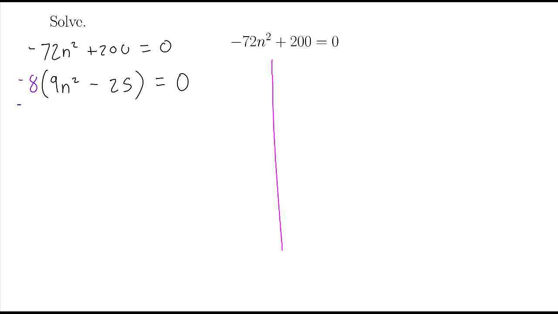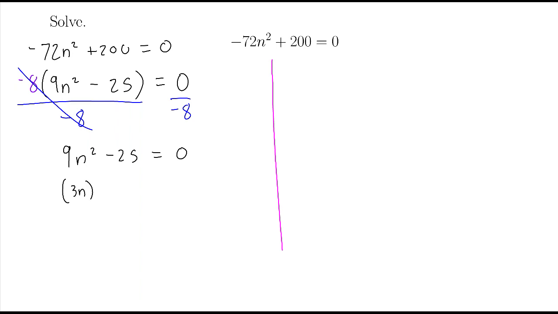All right, well, I want to get rid of that negative 8. I'm going to divide both sides by negative 8. That'll cancel it right on out, and that will leave me with 9n squared minus 25 equals 0. Now, I recognize that this is a difference of squares. Something squared minus something squared equals 0. So I can say 3n squared minus 5 squared equals 0. I don't usually write that step out, but that's what I'm thinking. So there it is.